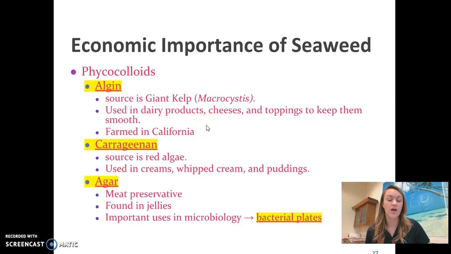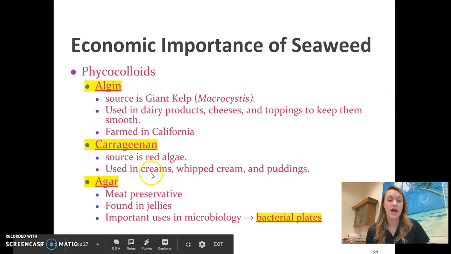Carrageenan is actually coming from red algae, and it's used in creams, whipped creams, and puddings to give it that kind of thick viscosity to it, but also give it that smoothness as well. And then agar, you may have heard of before. Most of you guys have actually used agar, whether you realize it or not, but it is a meat preservative. It's found in different types of jellies, and we actually use it in the Butler Biology Science Department when we do the bacteria-bound lab with our biology students. So if you've ever swabbed anything and put it on a petri dish in a science class, and I know that my students have done that, those bacterial plates were full of this agar, and it basically works as a bacteria food.